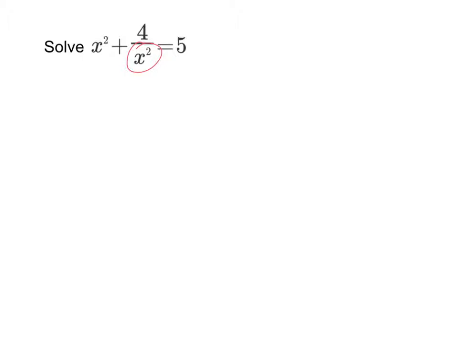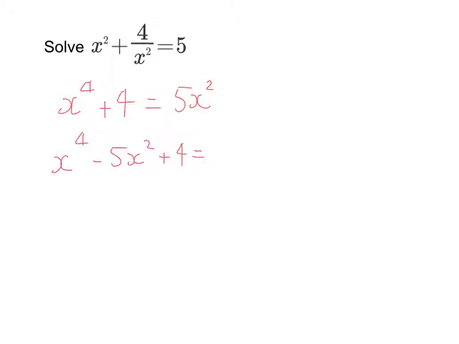So let's go and multiply by x squared, and what we'll end up with, I'll have x to the 4 plus 4 equals 5x squared. Well, let's just rearrange this a little bit, and I'm going to have x to the 4 minus 5x squared plus 4 equals 0. Now, it almost looks like a quadratic, but we've got powers of 4 and 2.